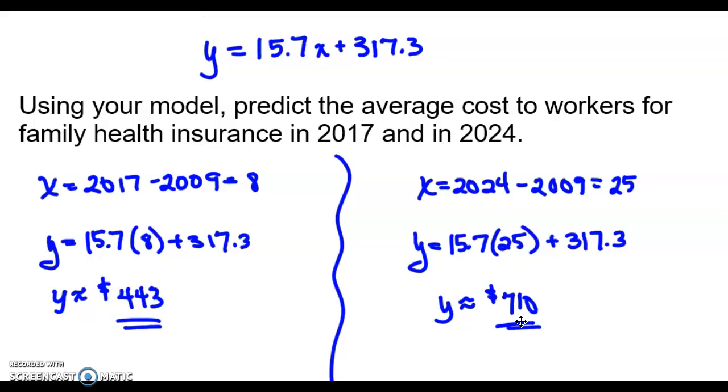But is this really the best model? What if I had chosen two other data points? My equation would have been slightly different. Would that have been a more accurate model? Well, there's something called the line of best fit, and we're going to look at how to do the same problem with that in the next video.